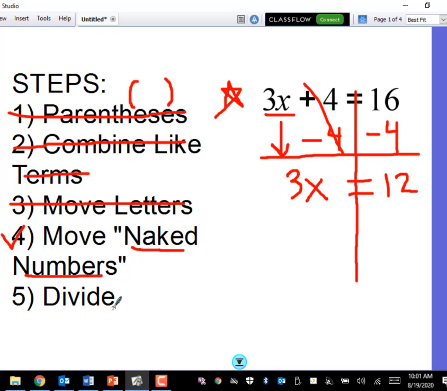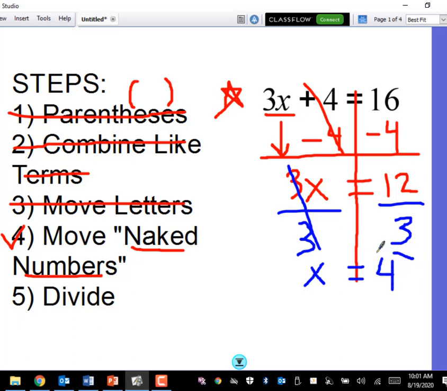And then the last step is just divide. Well, what am I supposed to divide by? I'm dividing by the number that's with the x. So I see the x over here. What's the number with it? 3. So I'm going to divide by 3. Because when I do 3 divided by 3, that's just 1. So I don't have to write it anymore if it's just a 1. All I'm left with is x equals, well, this side I actually had to divide. What's 12 divided by 3, either in the calculator or in your head? It's 4. So then my answer is x equals 4.